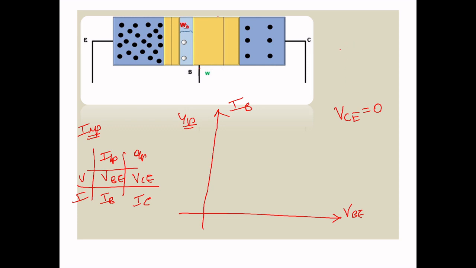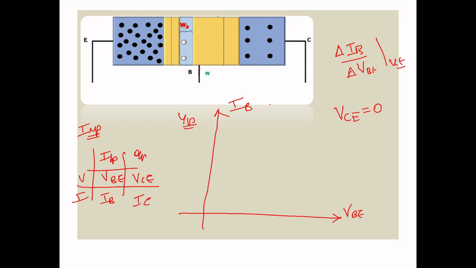That is, you will be finding the changes of IB with respect to the changes of your VBE when your VCE is constant. That is the analysis you are doing. Okay, from this graph you can find the input resistance. That we will discuss in the next part.